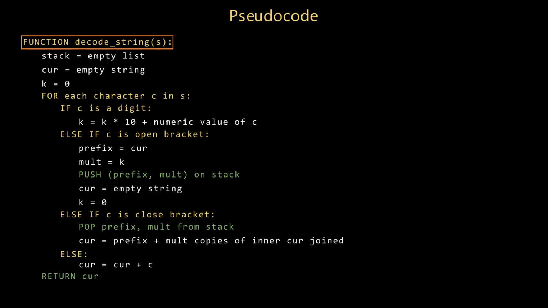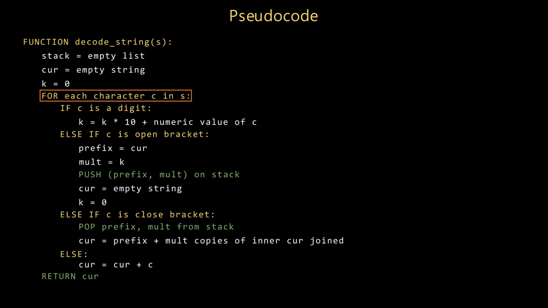Pseudocode for the iterative stack decode. Walk S once, pushing a prefix and repeat count on each open bracket, popping the same pair on close to expand. Name the function, it takes the encoded string S. Stack stores frames as prefix, multiple pairs, text before the bracket and how many times to repeat the inner piece. Cur is the working string we are building inside the current bracket pair. K is the running integer built from digits, it becomes multiple when we assign it at an open bracket.